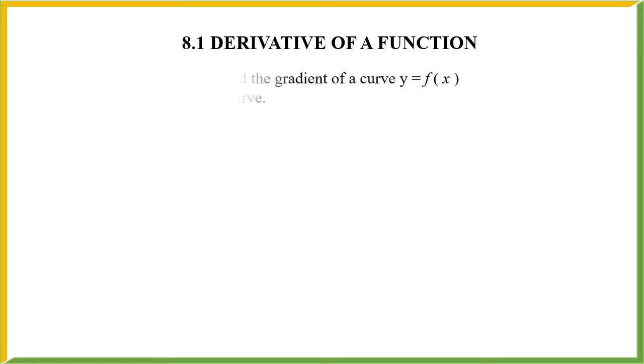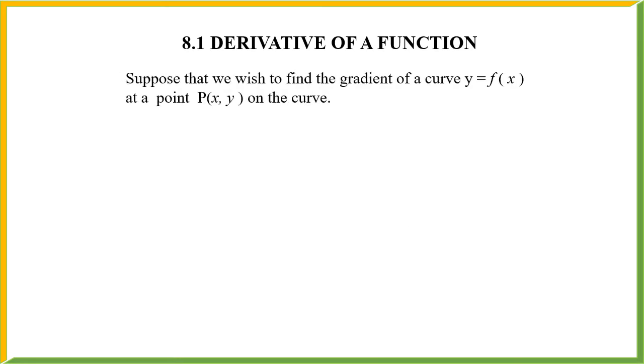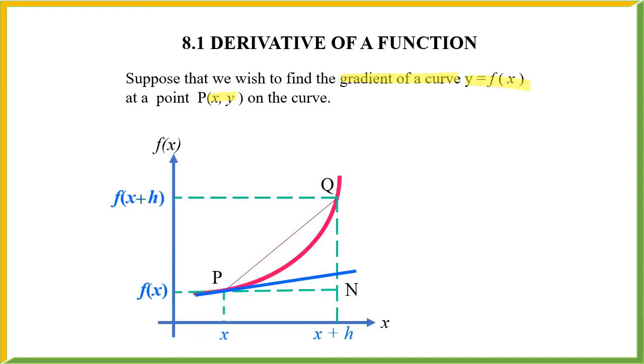Derivative of a function, 8.1. Suppose that we wish to find the gradient of a curve y equal to f(x) at the point P(x, y) on the curve. So at a certain point (x, y) for this certain function. We have a graph here. We can see the curve f(x) here, and the point (x, y) is here. We want to find the gradient of the curve.